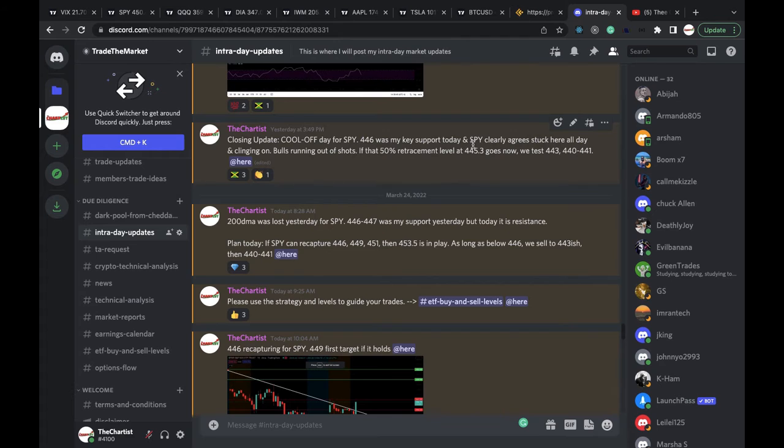Okay, now here is my Discord, my plan today. Okay, 200-day moving average. DMA is daily moving average, just the regular moving average on the daily chart. Okay, 200 DMA was lost yesterday for SPY. 446 to 447 was my support yesterday, but today it is resistance. I wrote this morning at 8:28 a.m.